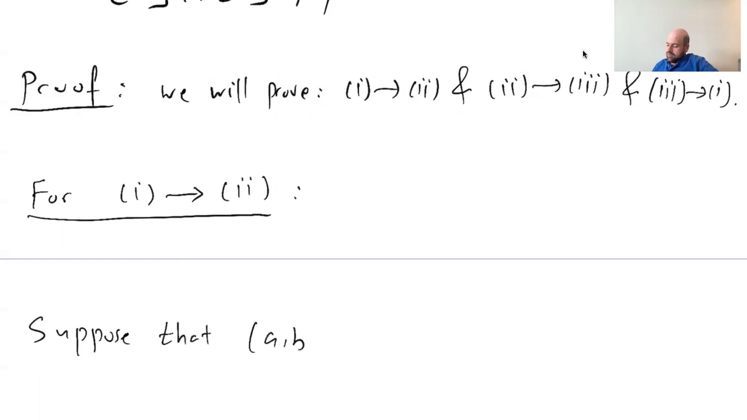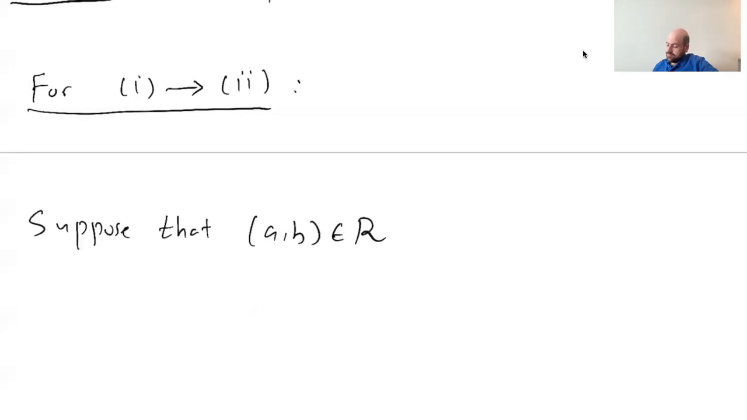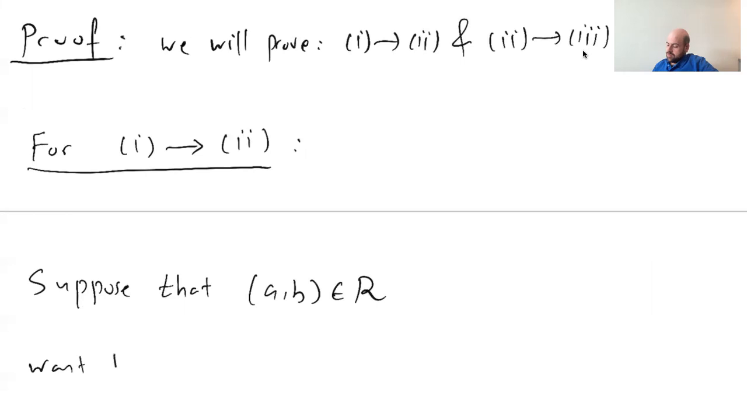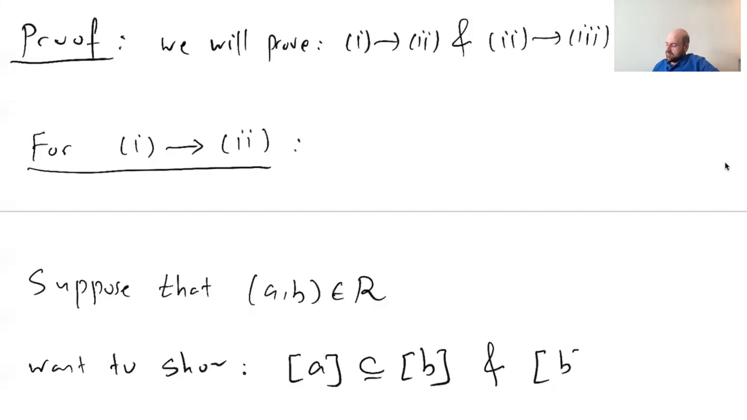(A, B) is in R, and we want to show that the equivalence class of A is equal to the equivalence class of B. But how can we show that? To show this, we have to show that the equivalence class of A is a subset of the equivalence class of B, and the equivalence class of B is a subset of the equivalence class of A.